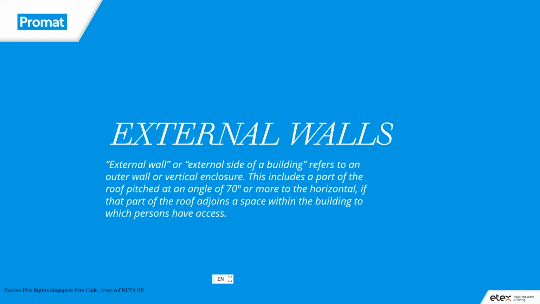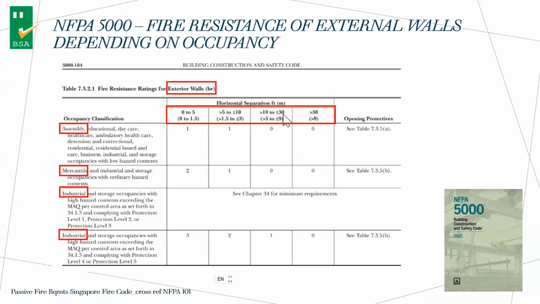Okay, now I go into external wall. Why is external wall important? Because you must make sure that the fire from your building must not spread to your neighbor, and your neighbor's fire must not spread to your building. So the external wall is quite important. NFPA also gives you specific requirements on the fire resistance of the external wall for different kinds of usage, from assembly to mercantile shops to industrial. And it tells you how far you must site the building away from the boundary wall.